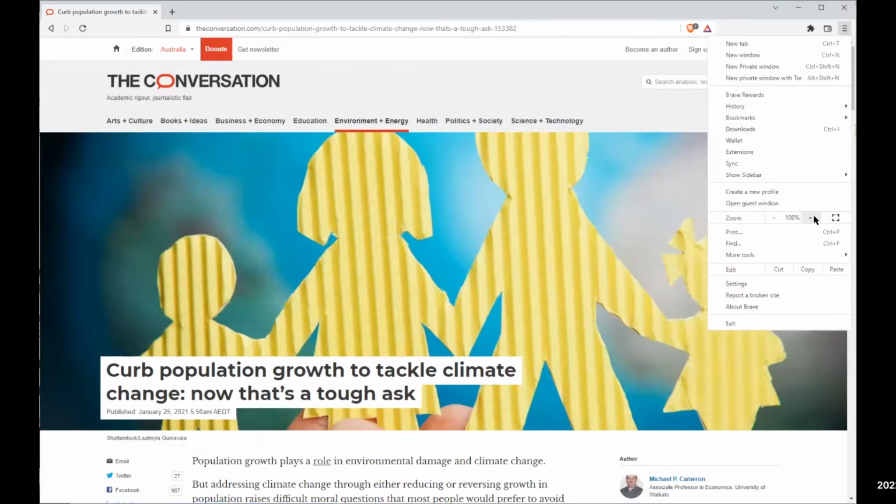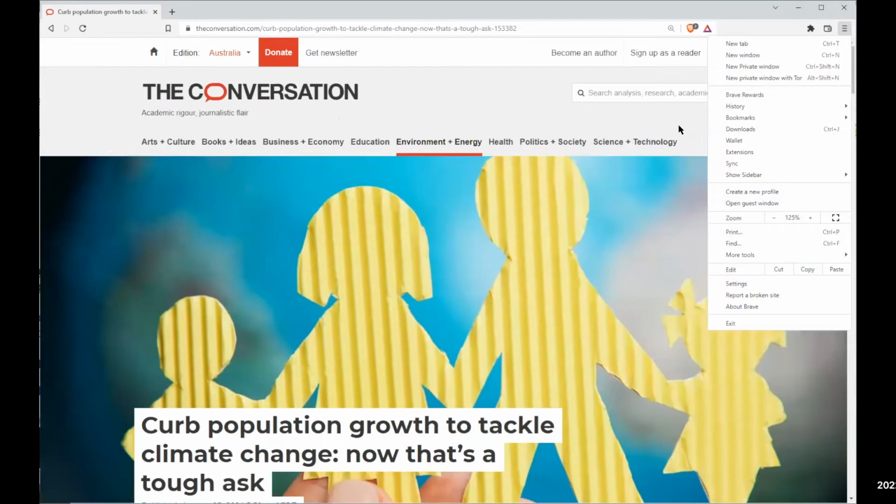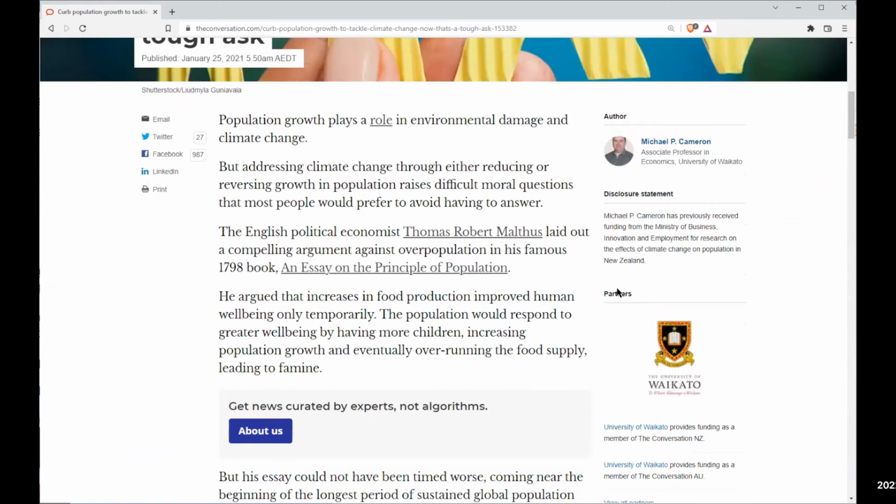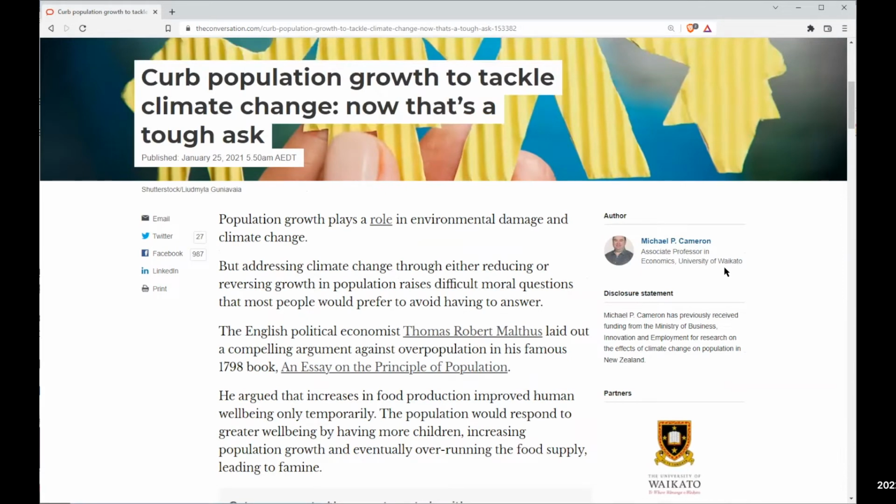And the article that I pointed out here is written by an academic from New Zealand, from the University of Waikato, and he is a professor in economics talking about the effect of population growth on the environment. It's quite a clear explanation of his position. There are some very good points made and some very good language that you could use yourself.